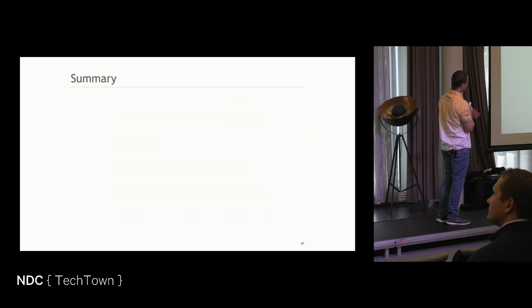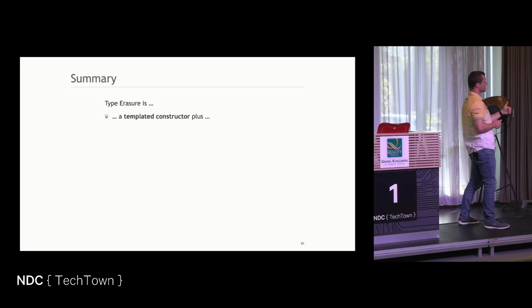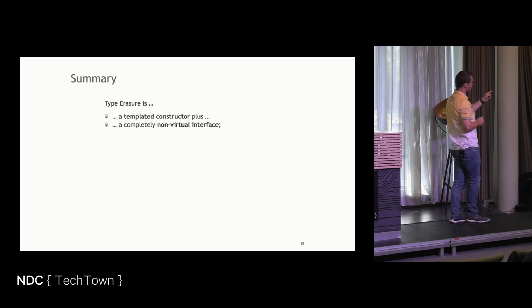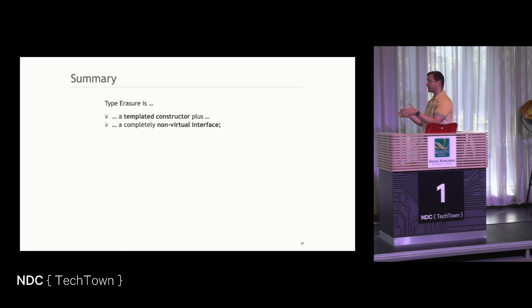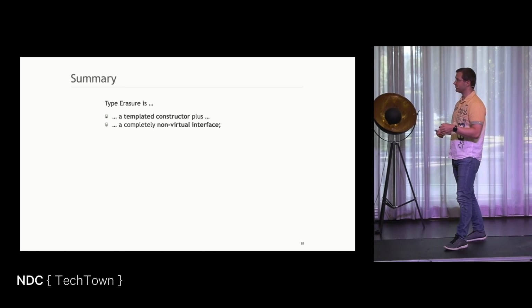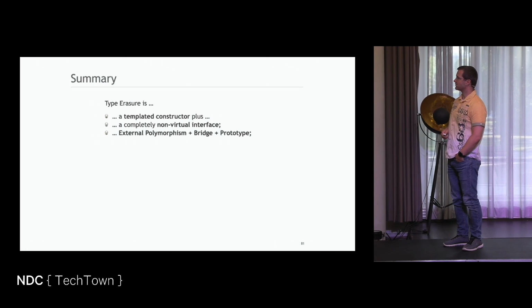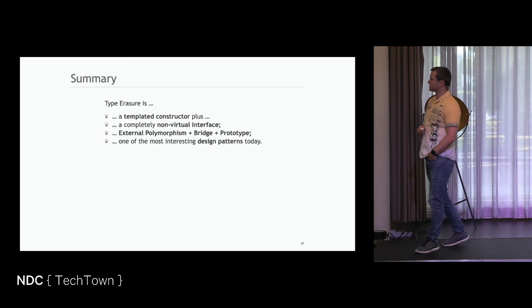So to summarize, Type Erasure is first a template constructor. All Type Erasure wrappers have this, plus a completely non-virtual interface. So the Type Erasure wrapper itself, somewhere inside in this nested hierarchy or in the function pointers that we store, it's kind of a virtual interface, but it's inside. And we combine these couple of design patterns in order to make it work internally. And I believe it's definitely one of the most interesting design patterns today.